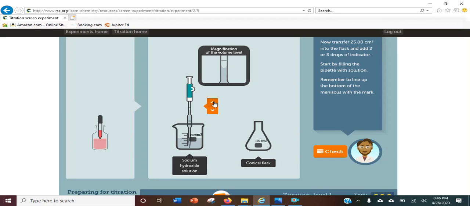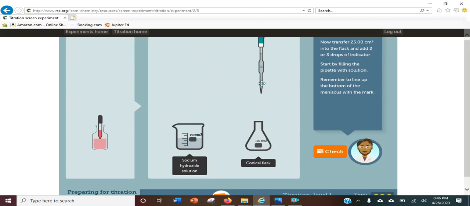So again, you have to hold on to the top part. Okay, I'm going to go slowly. I'm going to click slowly so we don't go over. Okay, now we're going to transfer it into the flask.